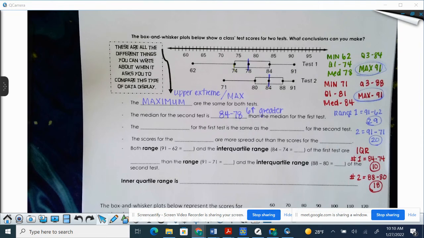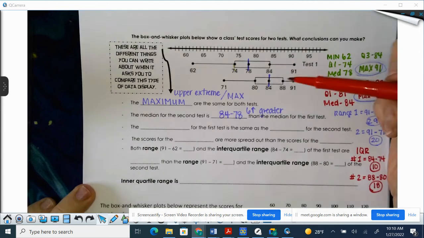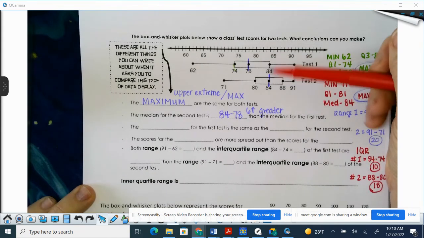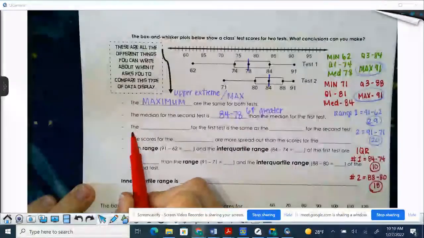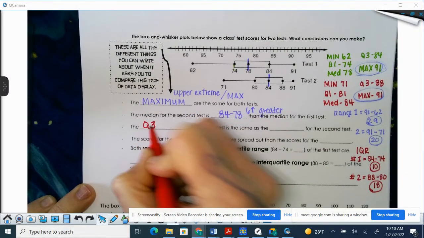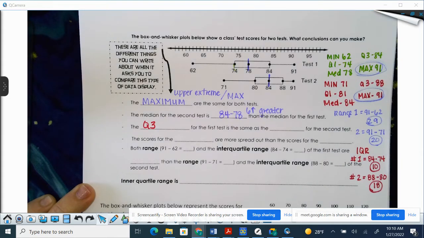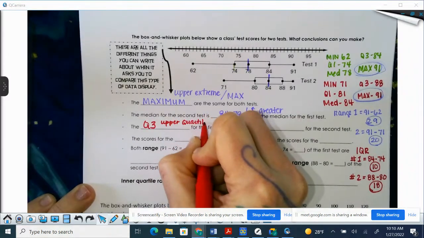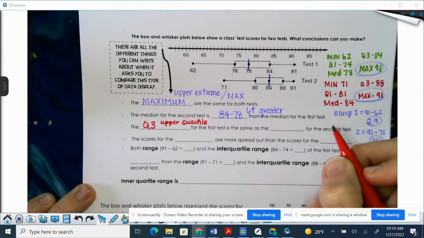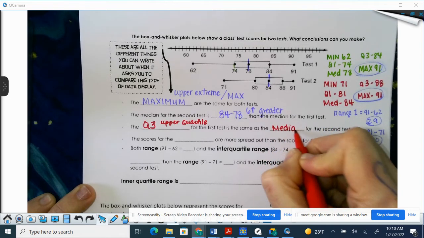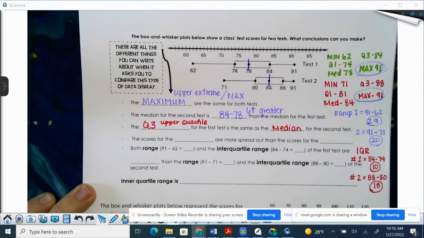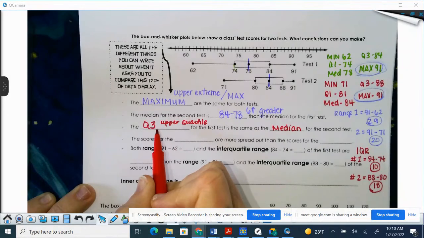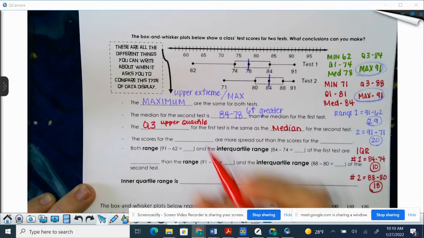And I don't see anything else. Oh, I got one. How about the 84s? Those match in their graph, but they're different things. So the blank of the first test, the Q3, which would be your upper quartile, is the other word they'll use. Upper quartile, Q3, is the same as the median for the second test. So the middle score for the second test is the same as the middle of the upper half of the data. So remember, this is the middle of upper half.